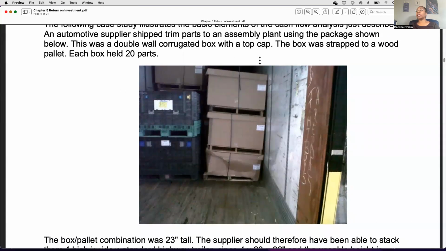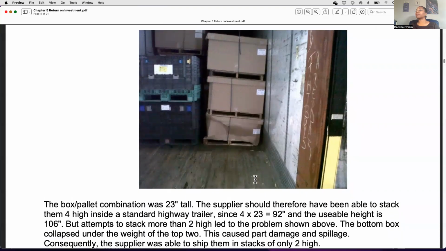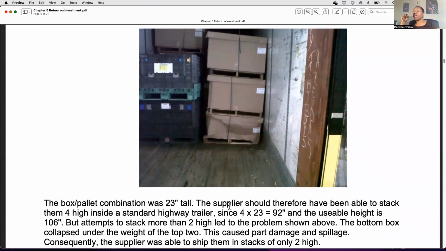That means they've got a lot of space here, but you can see they've stacked them 3 high, and it looks like you might have some failure of this bottom one. So this says the supplier should have been able to stack them 4 high, because again, it's 23 inches tall. You've got that trailer that's just over 100 inches, so you could get 4 in there. So if you take the 106 inches for the height of the trailer and then divide it by 23, you're going to get 92 inches.